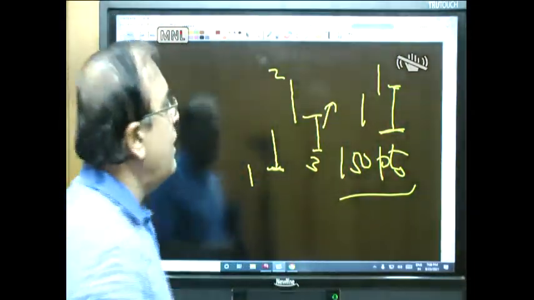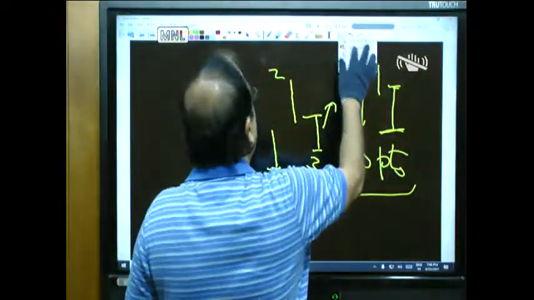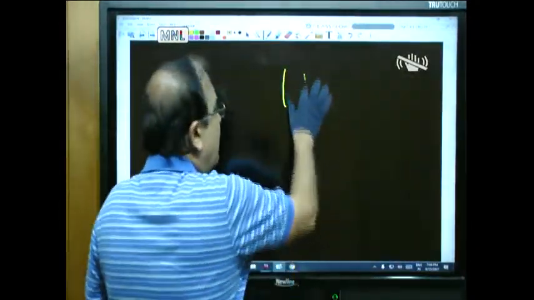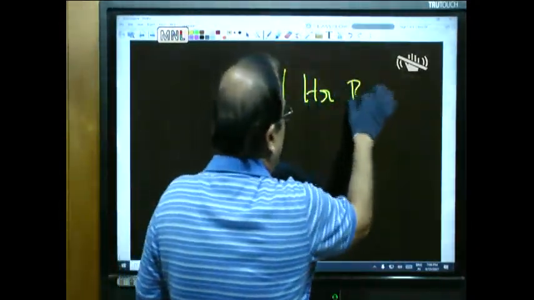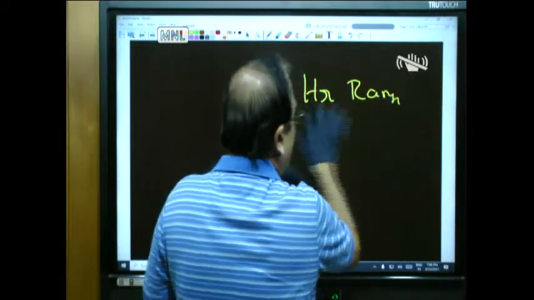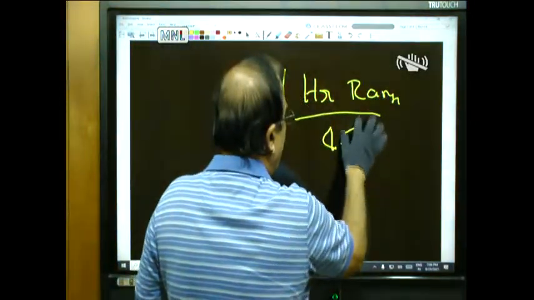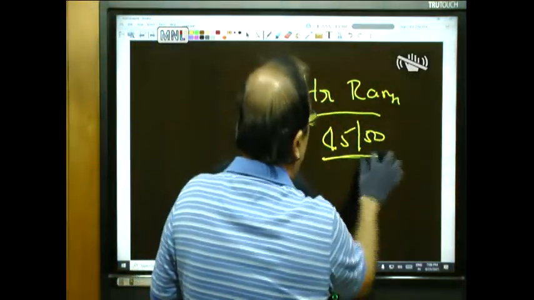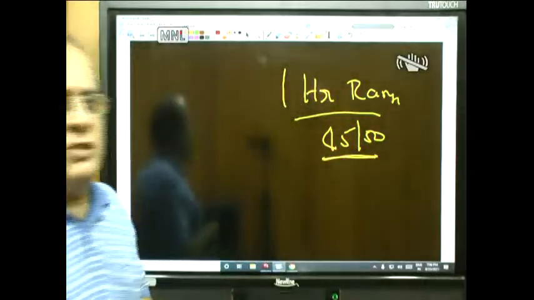Now if you are an intraday trader, if you are doing an hourly chart, if you look at what is the 1 hour range, what is the average 1 hour range? Let us say the 1 hour average range is around 45 to 50 points. Let us say 45 to 50 points is the average range.